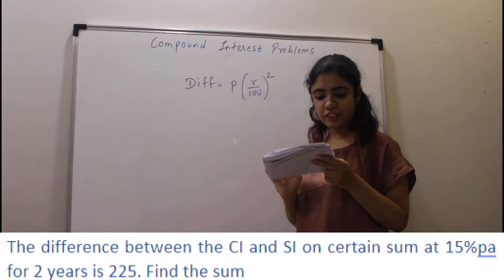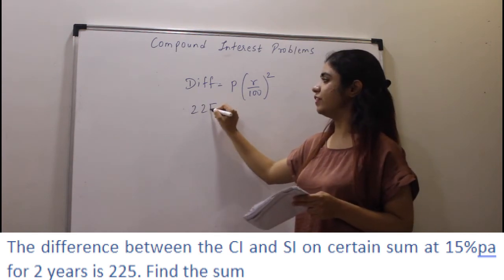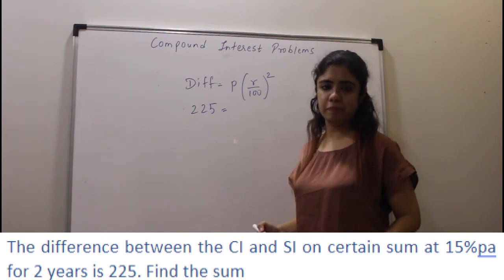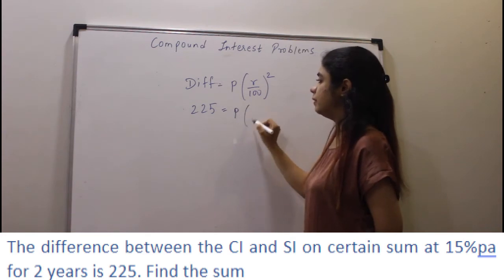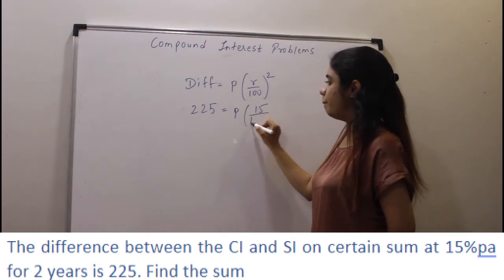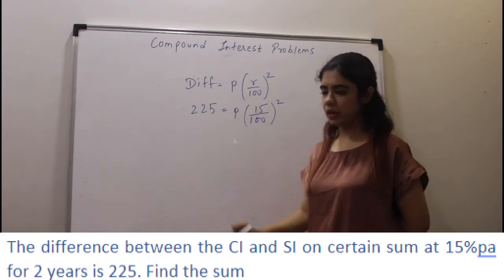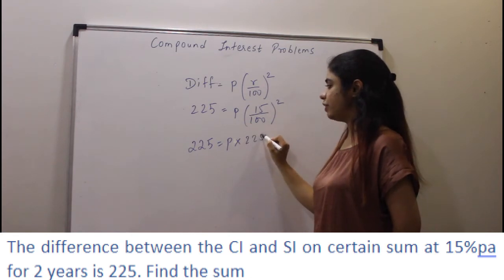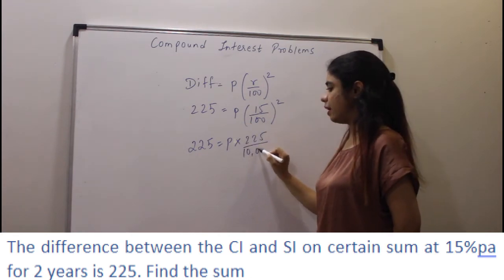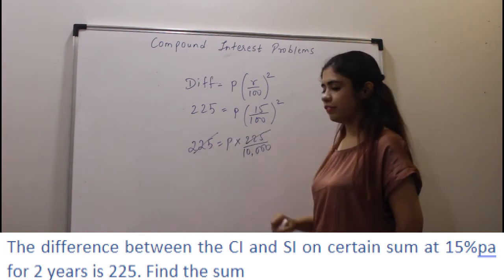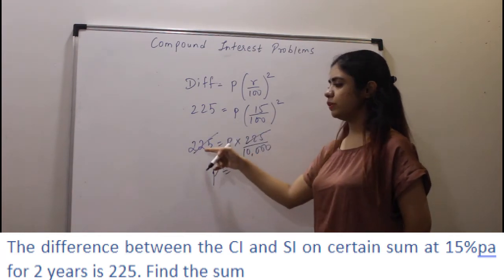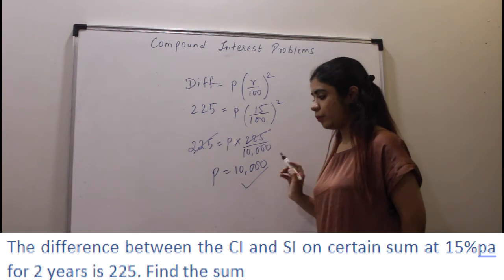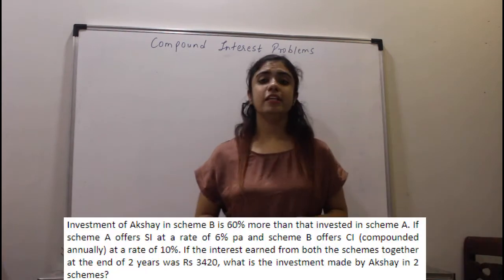Now the difference they have given is 225 rupees. They are asking you what is the principal and the rate is 15%. So I don't know the principal, the rate is 15 upon 100, the whole squared. So this will become 225 is equal to P into 15 squared is 225, 100 squared is 10,000. So 225 is cancelled, and your principal will be 10,000 rupees. And this is how easily you can solve this problem. Now let's look at the next problem.